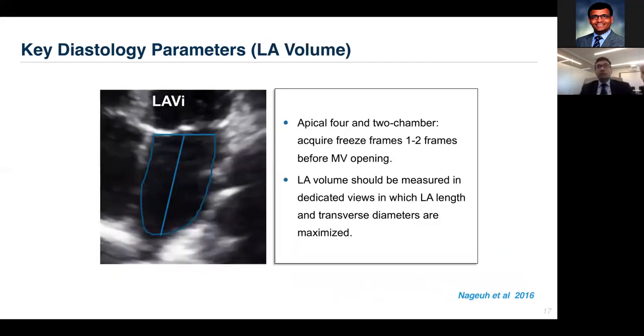Left atrial volume is acquired in apical four-chamber and two-chamber views, and you use the area length method. And it's important that this is measured carefully. And perhaps the reproducibility of left atrial volume calculation is lower than some of the other diastolic dysfunction parameters. Foreshortening is frequently a problem that leads to erroneous calculation of left atrial volume, which is indexed to the body surface area. And some of these limitations should be kept into consideration, particularly when you're evaluating the images.